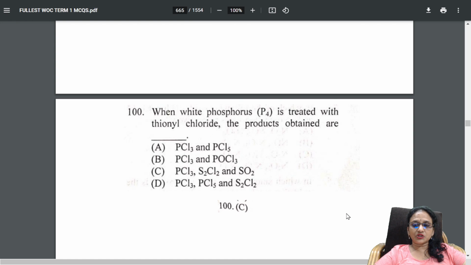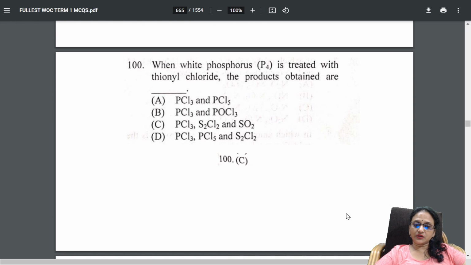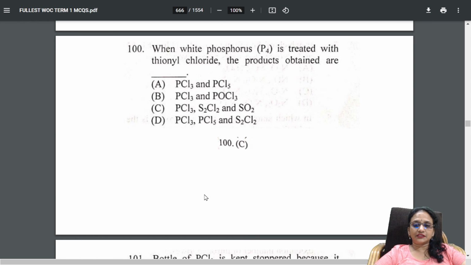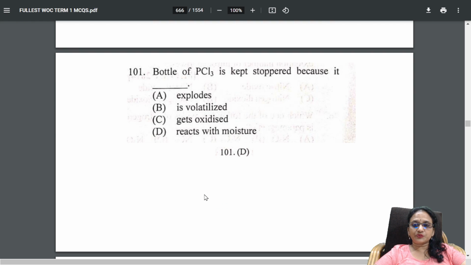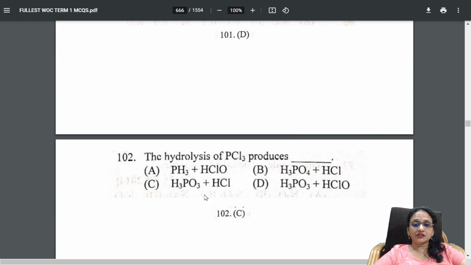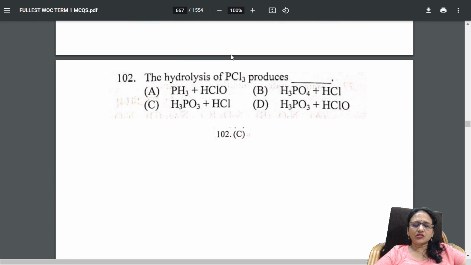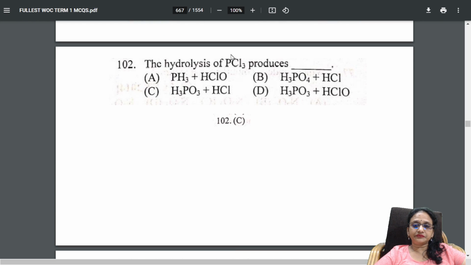White phosphorus, what happens when it reacts with thionyl chloride? What are the products formed? Dichloro disulfide is one product which you should remember. PCl3 is stored stoppered. Why is it? Reason: it gets oxidized. Okay, reason: it reacts with moisture. When you keep it open, it reacts with moisture rather than getting oxidized, so this one is correct. Hydrolysis product of PCl3.